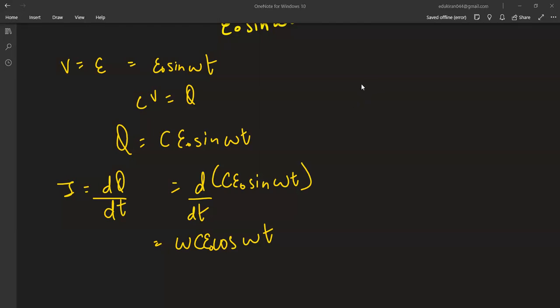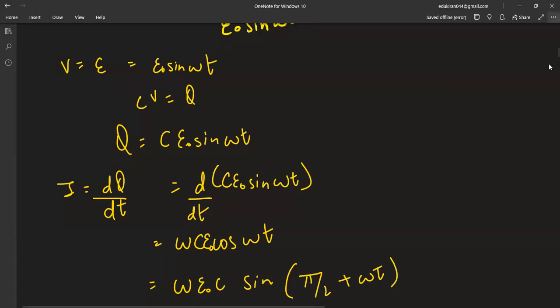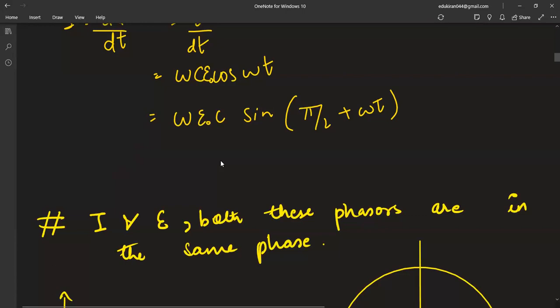Sin 90 minus theta we will use, yes. Yes, ma'am. This becomes sine 90 plus theta. Because if you reverse it, that becomes minus. So this becomes sine pi by 2 plus omega t. All right. So what is the value?